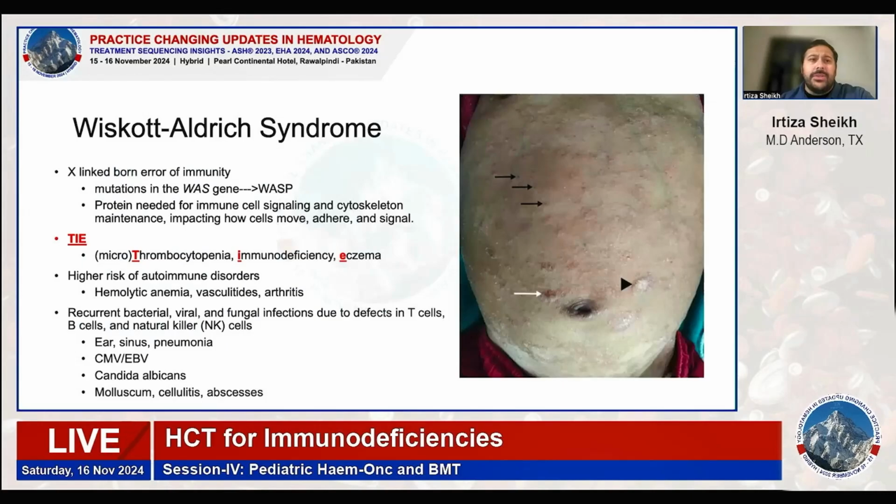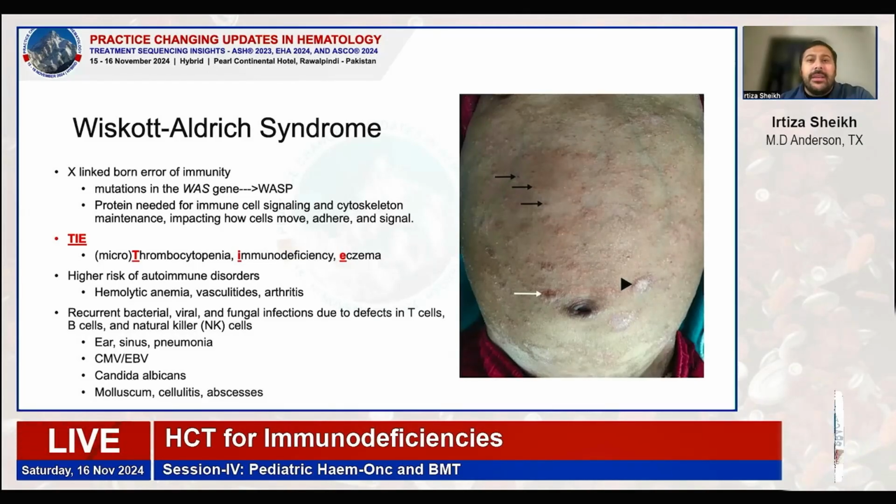I want to now turn my attention to what's called Wiskott-Aldrich. This is another condition where transplant is commonly employed. The general presentation is what I like to remember with the acronym TIE. These patients present with thrombocytopenia, generally a microthrombocytopenia, immunodeficiency that leads to severe infections, and an overall eczematous body rash. It can be difficult to discern whether it is eczema versus purpura or a manifestation of thrombocytopenia, but generally it's a very rough rash. It can be raised. It's across the body, mainly on the trunk and extremities.